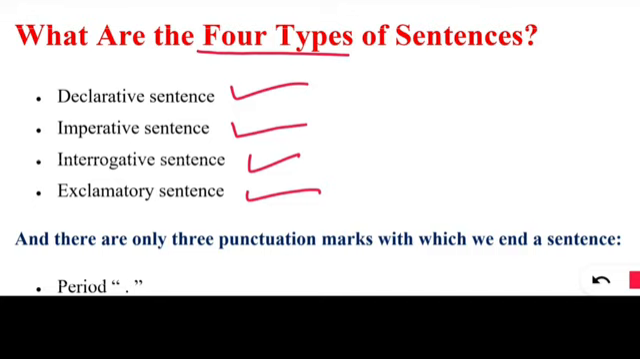Declarative sentence ends with a full stop. Imperative sentence ends with a full stop and sometimes an exclamation mark also. Interrogative sentence always ends with a question mark, and exclamatory sentence always ends with the exclamation mark. Okay, so these are the 4 types of sentences. I hope it's clear to you all. Let's see the assignment now.